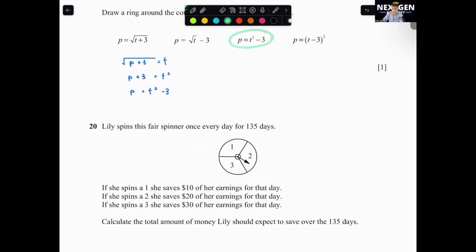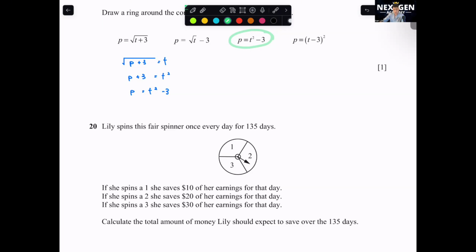Okay, the next one, question 20. Lily spins this fair spinner once every day for 135 days. If she spins a 1, she saves $10 of her earnings for that day. If she spins a 2, she saves $20. If she spins a 3, she saves $30. Calculate the total amount of money Lily should expect to save over 135 days.